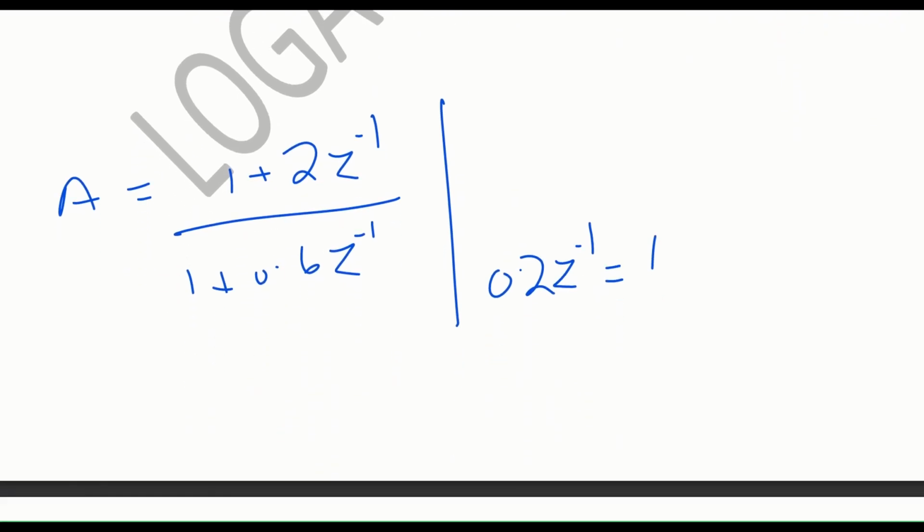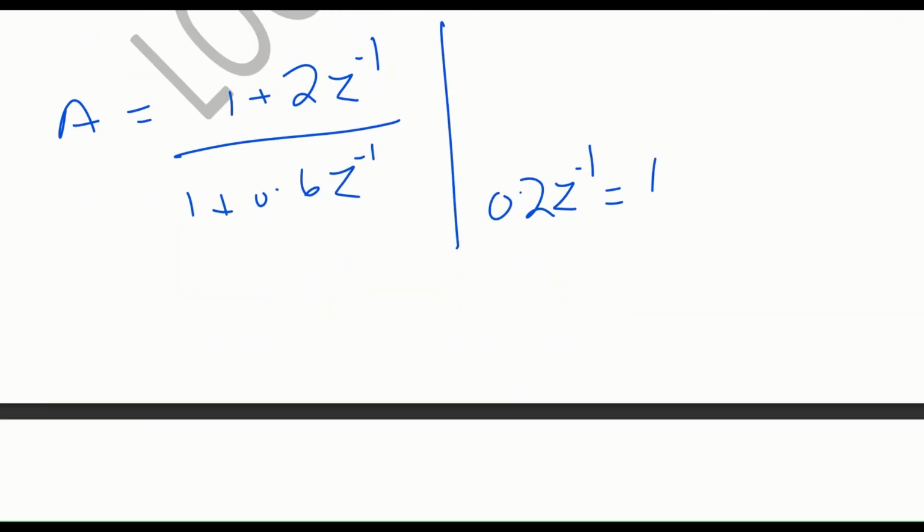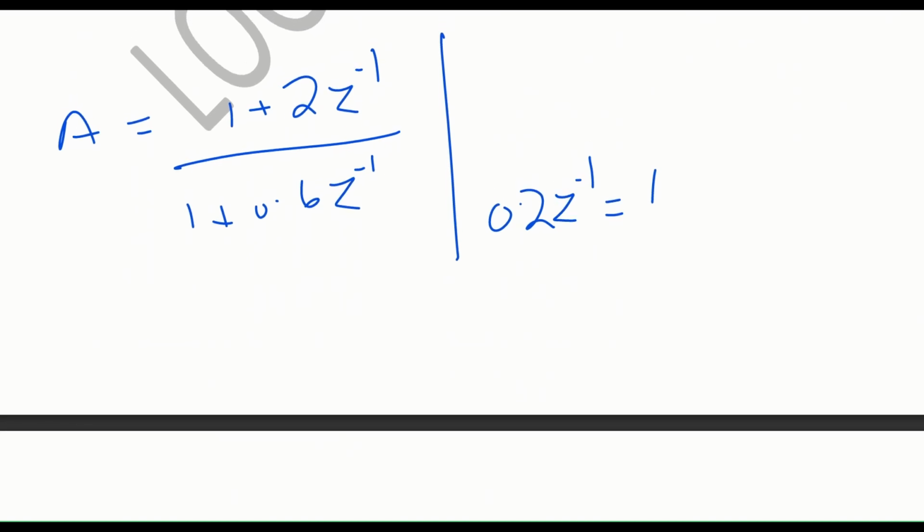Then now we can solve. In the solving, we are saying that 0.2z^-1 equals positive 1. So it means that when we have 2z^-1, that will be 10 times the value. You understand? So here it will be 10, because 2 divided by 10 is 0.2. So if 0.2z^-1 is equal to 1, then it means that 2z^-1 is equal to what?